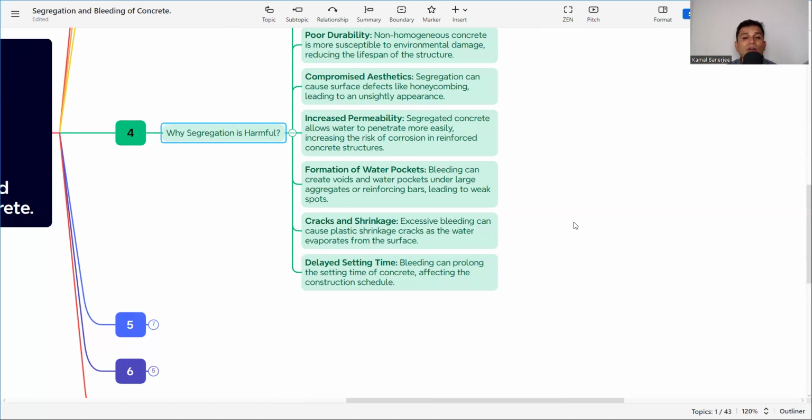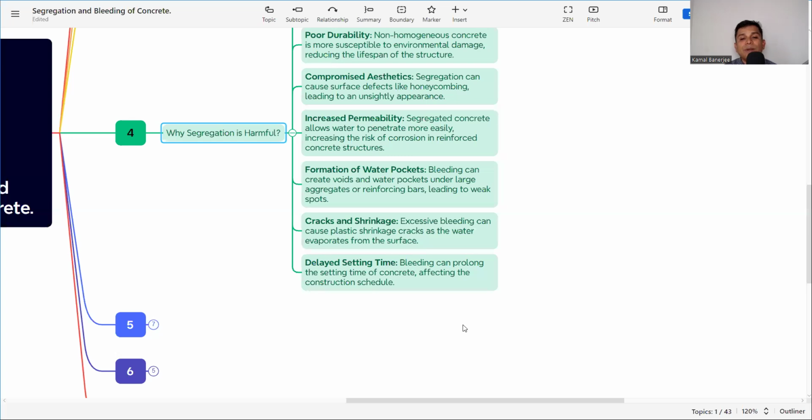Then cracks and shrinkage. Excessive bleeding can cause plastic shrinkage cracks as the water evaporates from the surface. तो bleeding में क्या होता है? वाटर सरफेस में आ जाता है. अब ये वाटर क्या होगा? इवेपोरेट होगा सरफेस से, तो क्या होगा? श्रिंकेज, क्रैक डेवलप होगा. So this is also very important for shrinkage cracks. We need to do proper mix design and proper concrete.